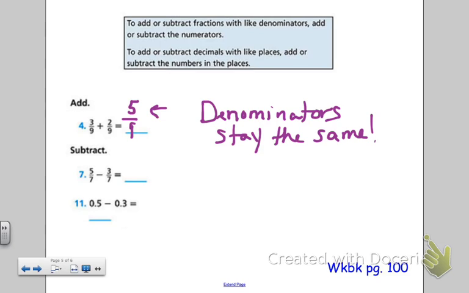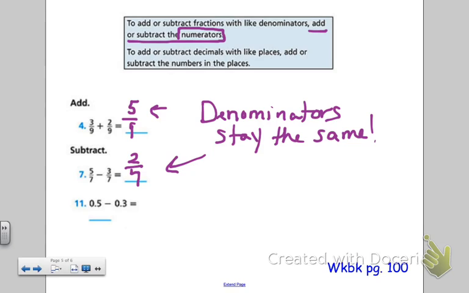Take a look at the subtraction. Here we have 5/7 minus 3/7. That means I'm going to have only 2/7 left over. Again, the denominator stayed the same. The only thing that we added or subtracted was the numerators.